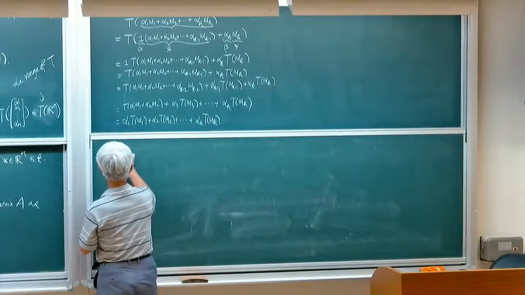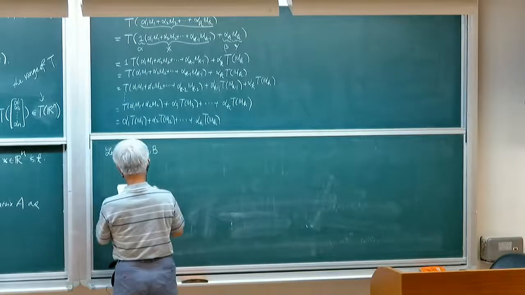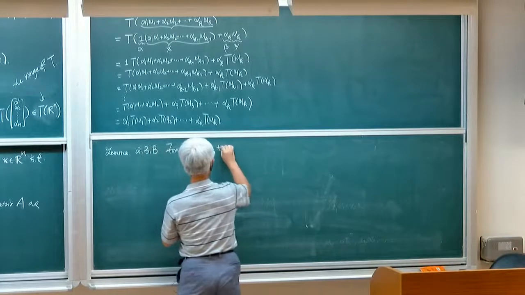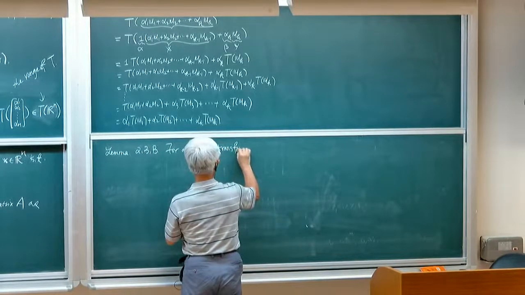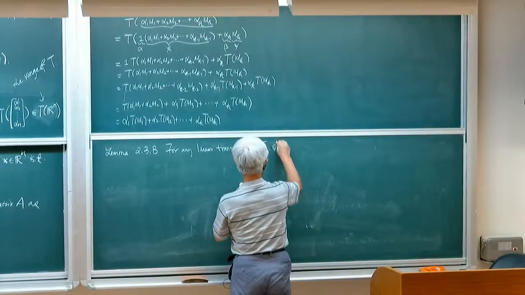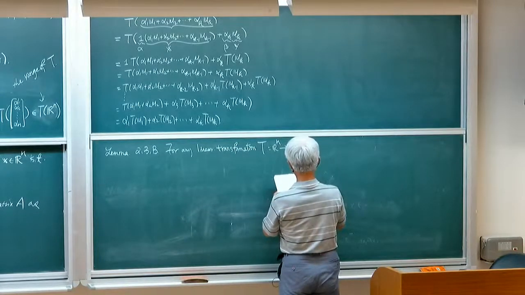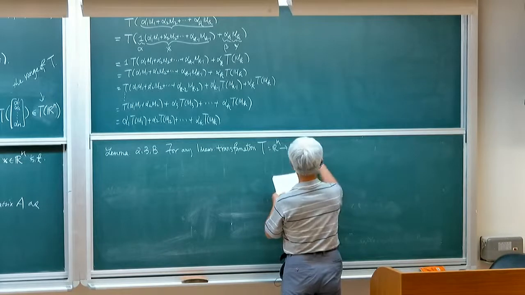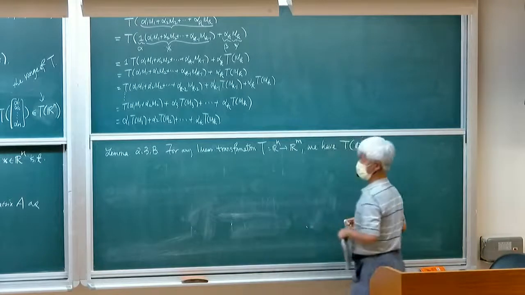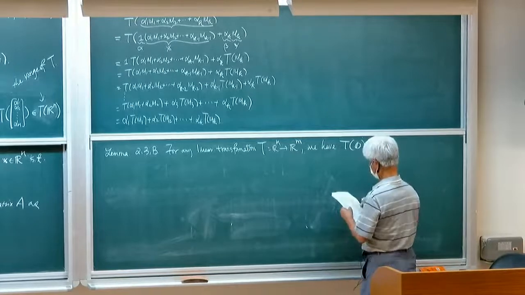Now we have a simple lemma for any linear transformation T from R^n to R^m. We have that the image of T at 0 is 0. Okay.